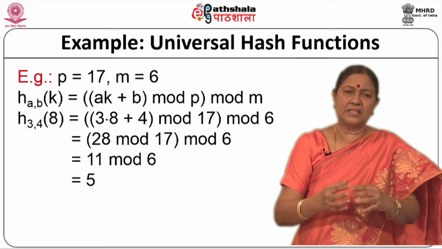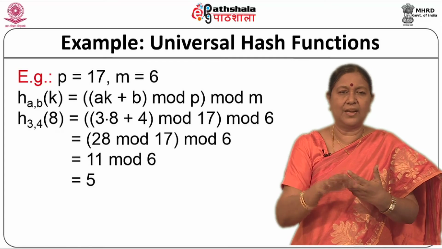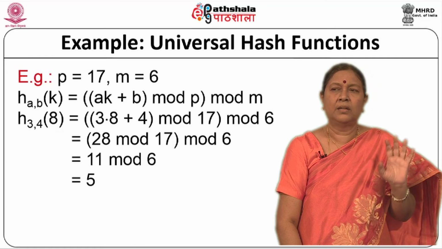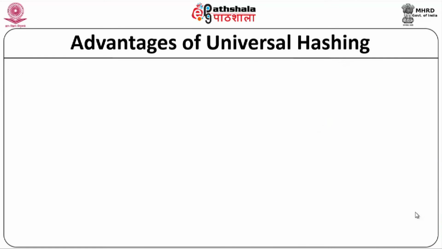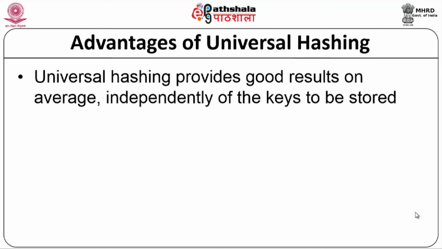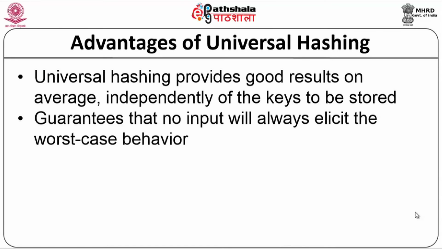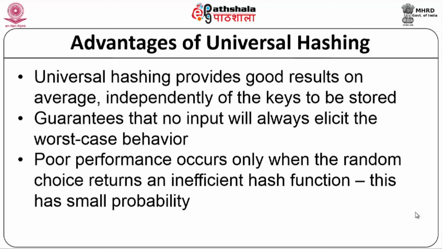The idea is that mapping any values of k will give you a value that is randomly distributed. So, the advantage is it provides good results on average, independent of the keys, that is the idea of universal hashing, and it guarantees that no input will always elicit the worst case behavior, whatever may be the properties of the keys. Poor performance occurs when the random choice returns an inefficient hash function. This has very small probability.